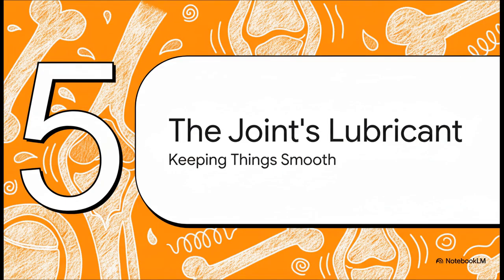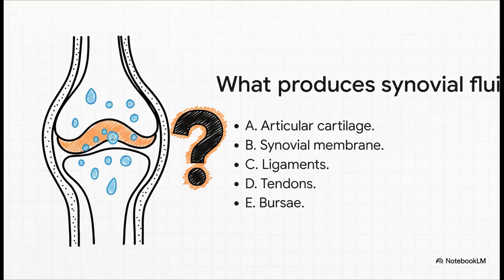We are here. The final question. We've talked about cushions, we've identified bones, we've looked at motion, but there's one more piece to the puzzle. What keeps everything moving smoothly? What stops all those parts from grinding together? It's all about lubrication. So let's get right to it. Which structure in a joint is the little factory that produces synovial fluid, that essential stuff that keeps everything lubricated? This is it, your last chance to guess.